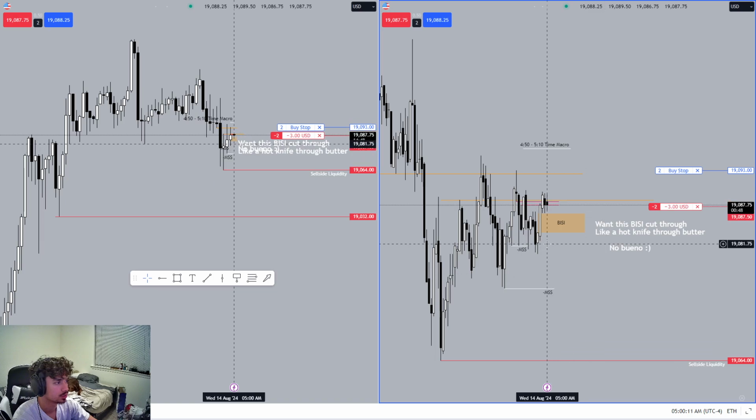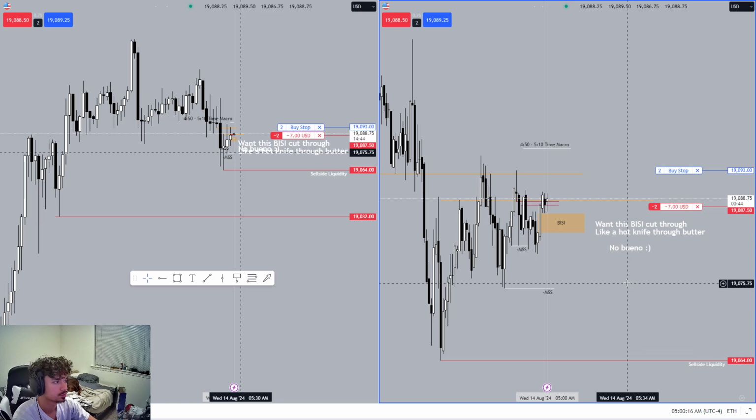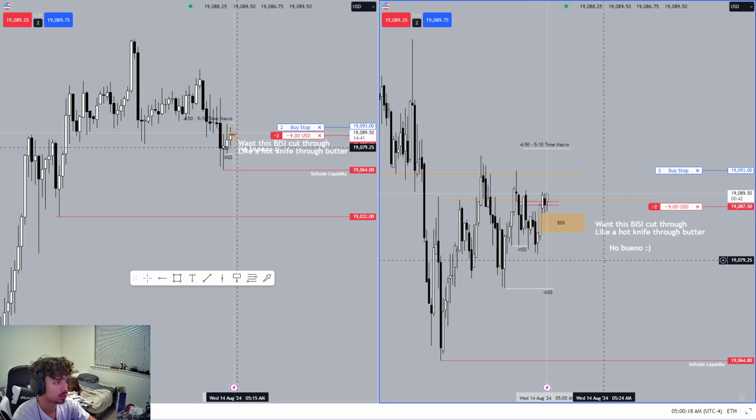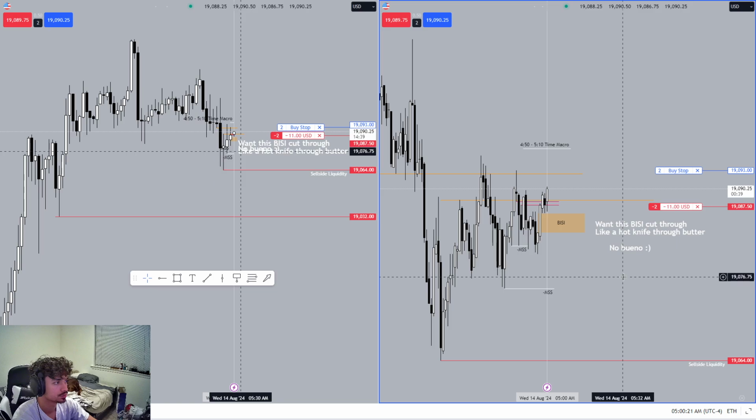All right, so this is the start of 5 o'clock. I have a feeling we're gonna jolt really suddenly here. I'm not tripping over a 6 handle loss. It's literally 6 handles.